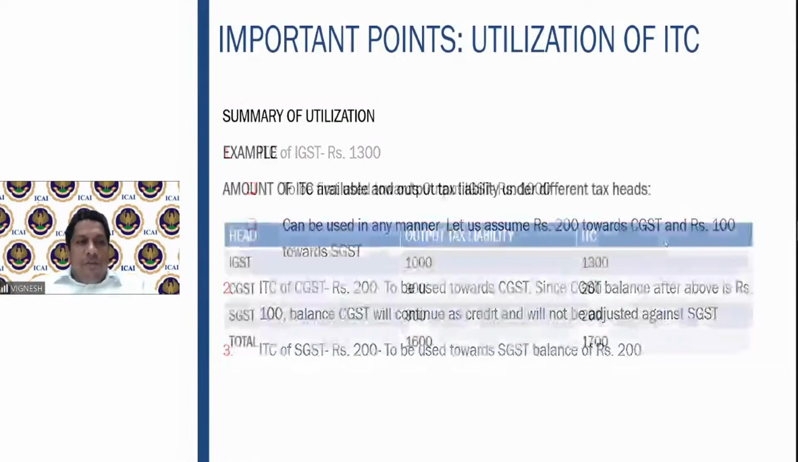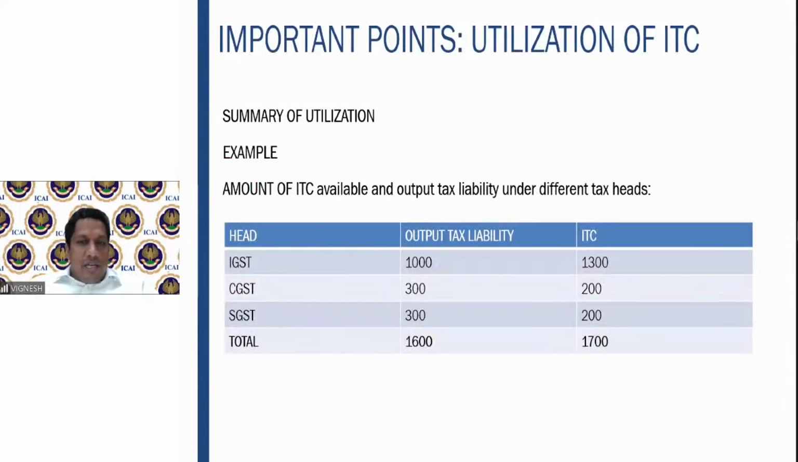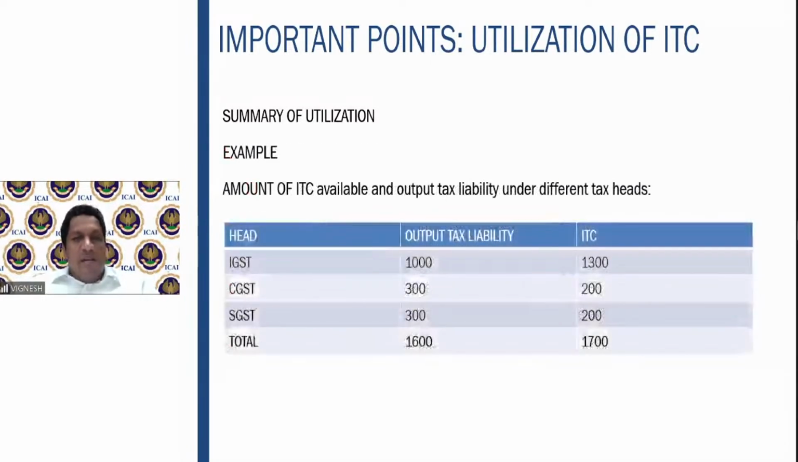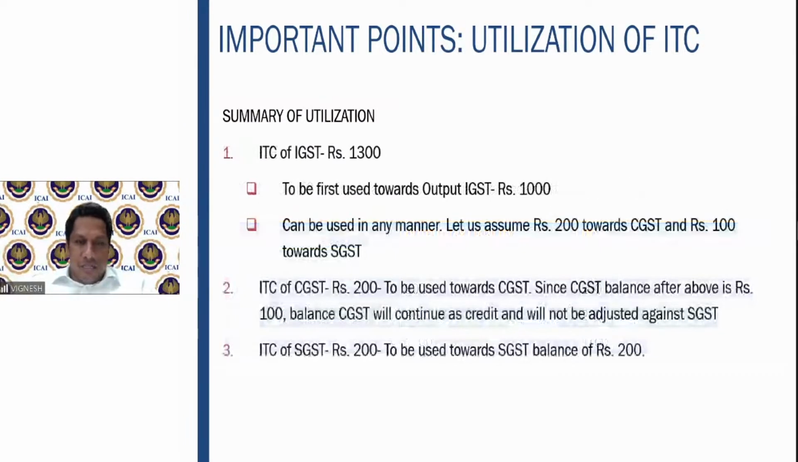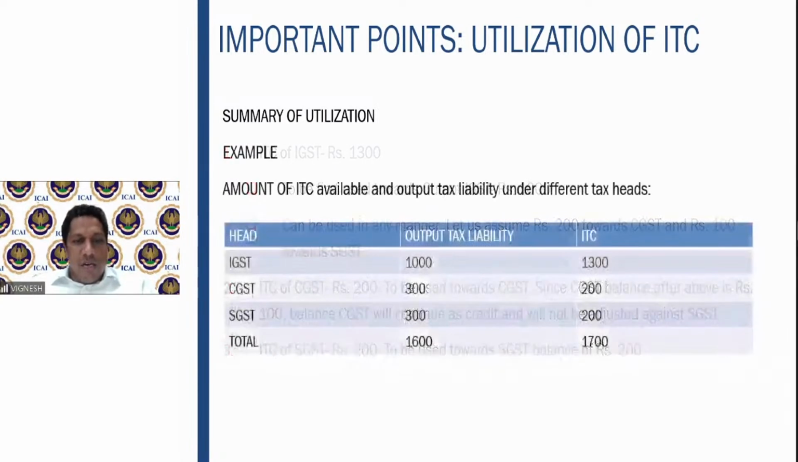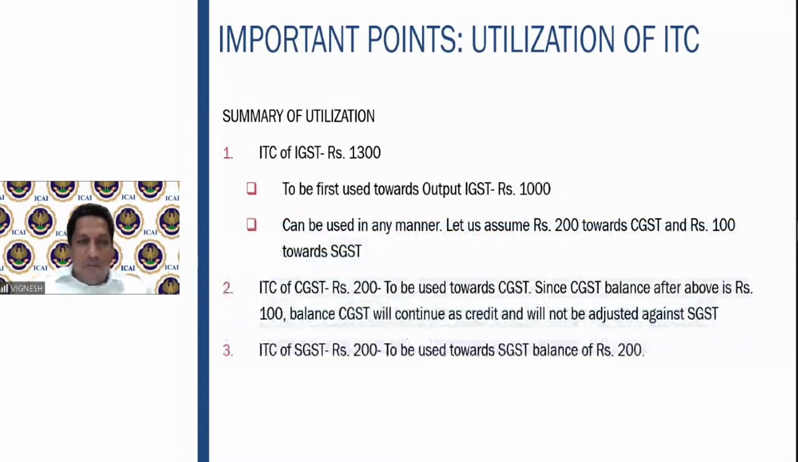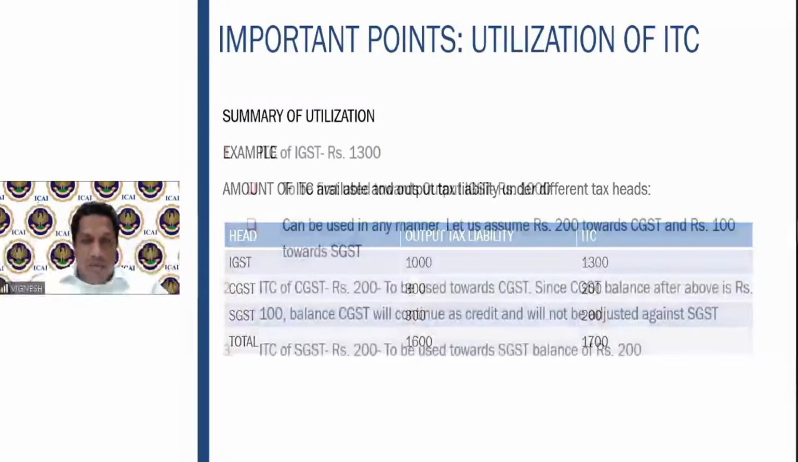So if you see, first the ITC credit of IGST has to be used. This ITC credit is first used towards the IGST payment of 1000 rupees. So 1000 rupees is exhausted. After that, an ITC credit of 300 rupees will be left. This 300 you can use as per your wish between CGST and SGST. So let us assume you are using 200 for CGST and 100 for SGST. In this case, 200 goes for CGST liability, so 100 CGST liability will be left out, and 100 goes for SGST liability, so 200 will be left out.